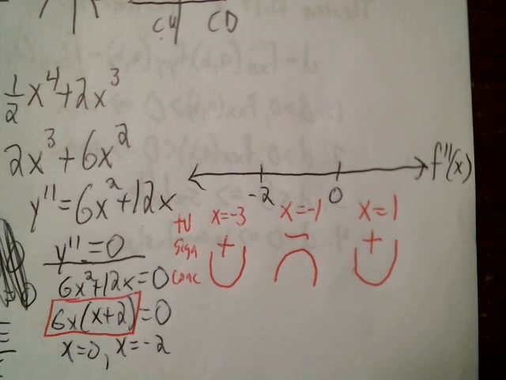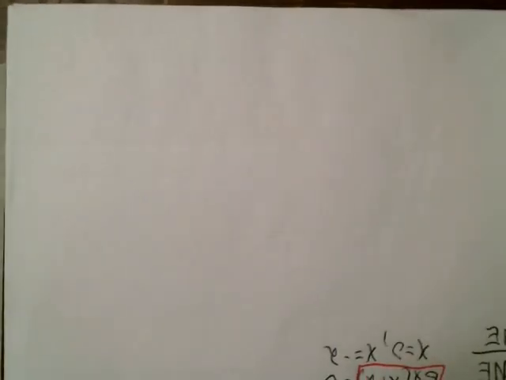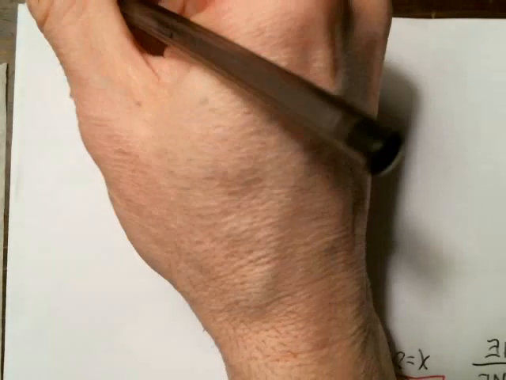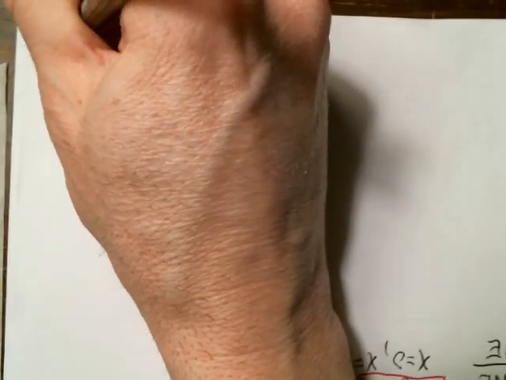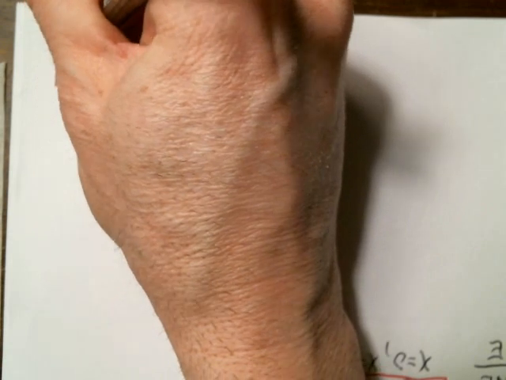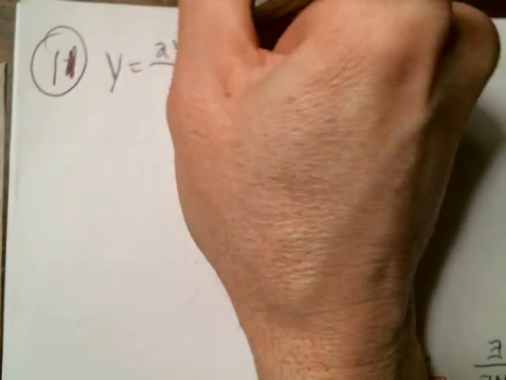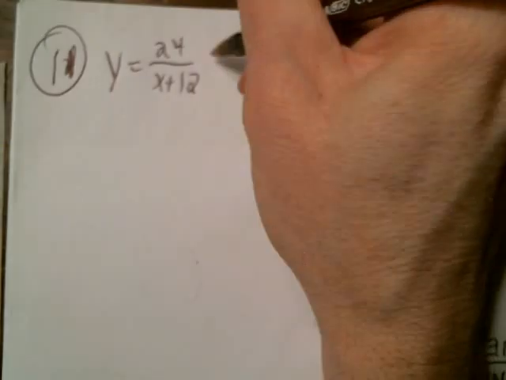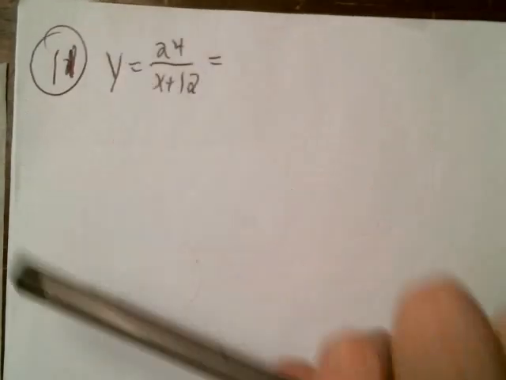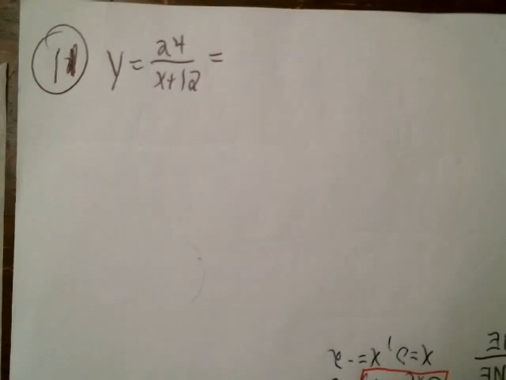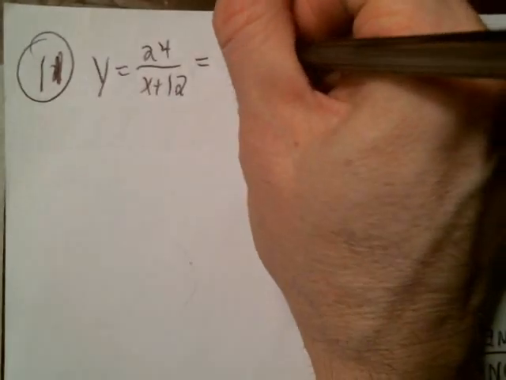Well, okay, let's look at two more. Fun stuff. Number 11. We have y equals 24 all over x plus 12. Okay. I'm going to rewrite it. Right? So it's easier to take the derivative.